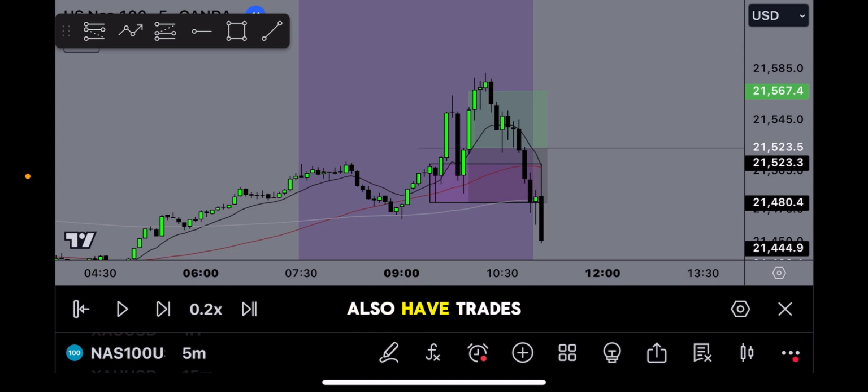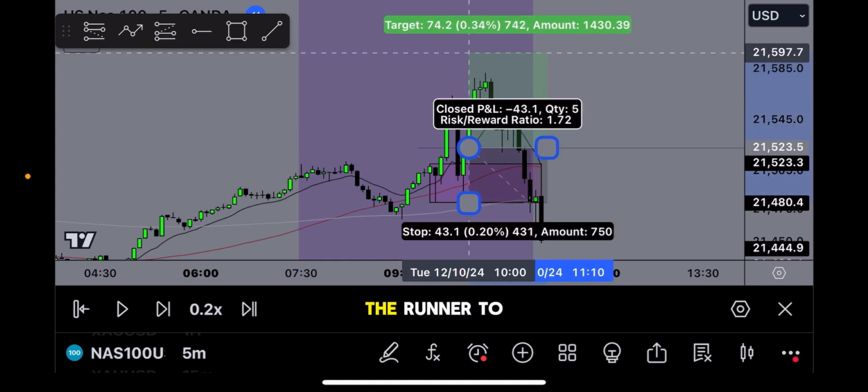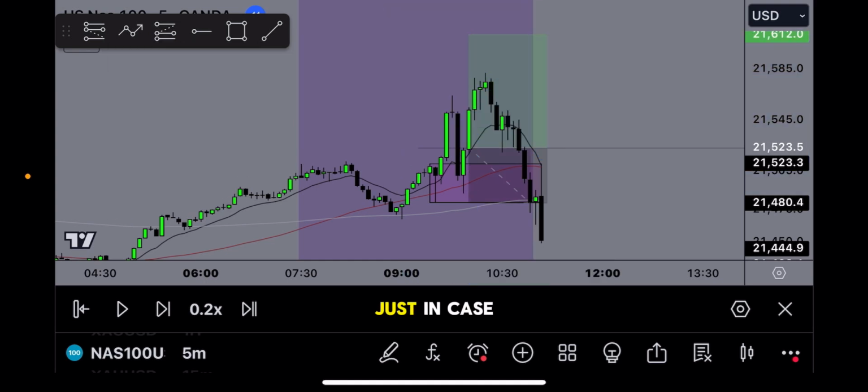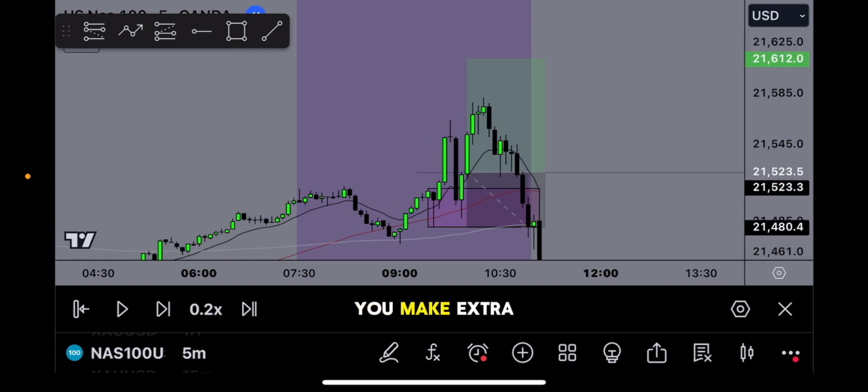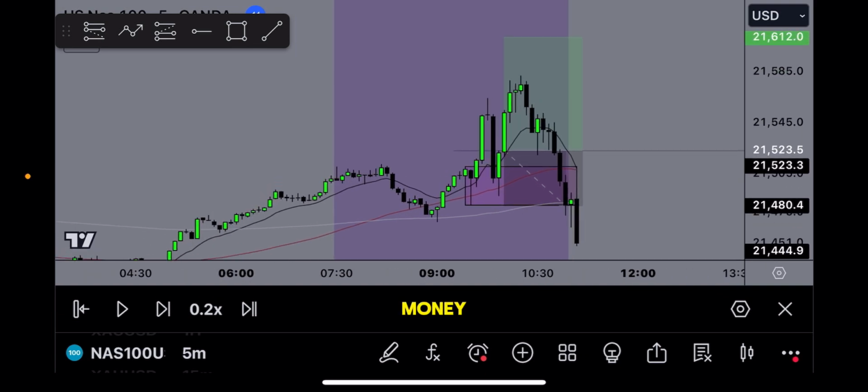And then you'll also have trades that look ugly and/or don't have the confirmations, but the trade ends up making a big win. So it's not guaranteed that the price will go to take profit 2 all the time. That's why you want to at least secure the majority of your trade at TP1 and just hold the runner to TP2, just in case price does keep going up. Like that, you make extra money.